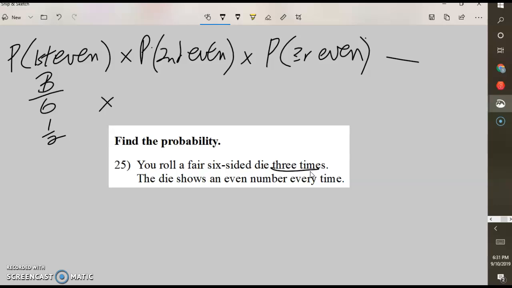times the probability that the second is even is going to be the same thing because there is replacement. You cannot take any face away. You just roll the dice. All the 6 faces are always there. So nothing is taken away. So they're going to be 1/2, 1/2, 1/2, which is 1/8. 2 times 2 is 4, and 4 times 2 is 8. That's that.